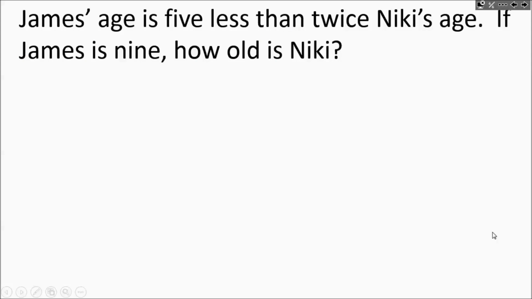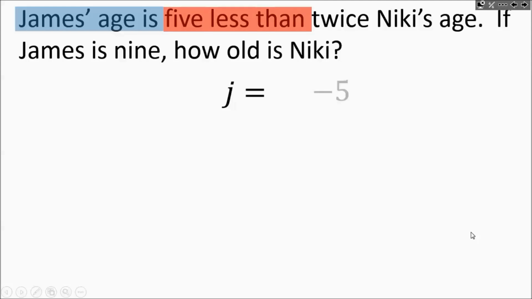James' age is 5 less than twice Nikki's age. If James is 9, how old is Nikki? James' age is, we're going to go ahead and write J equals 5 less than. That's a switcheroo phrase. Twice Nikki's age. That means 2 times Nikki's age.